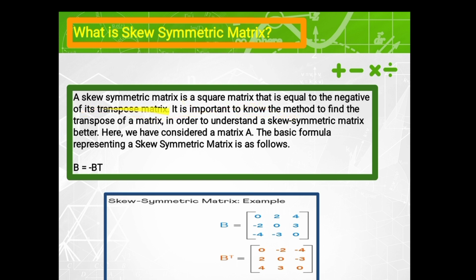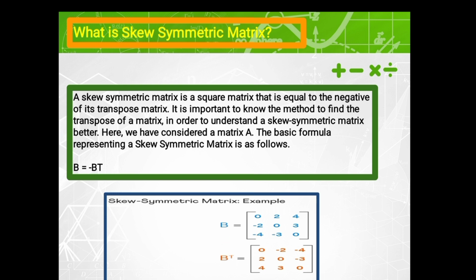A skew symmetric matrix is a square matrix that is equal to the negative of its transpose matrix. It is important to know how to find the transpose of a matrix in order to understand skew symmetric matrices better. The basic representation: let the matrix be B. If B is equal to minus B transpose, then it is known as a skew symmetric matrix. Let's say B is equal to, first row 0 2 4, second row minus 2 0 3, third row minus 4 minus 3 0.